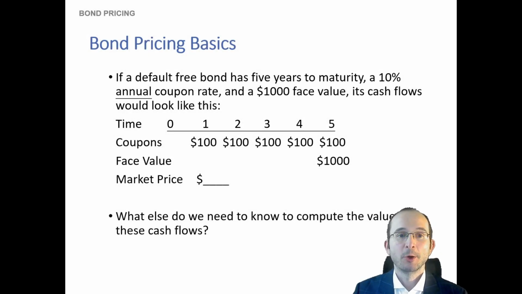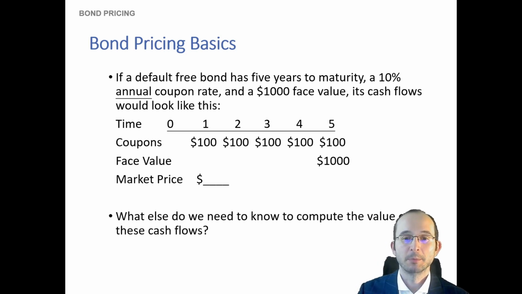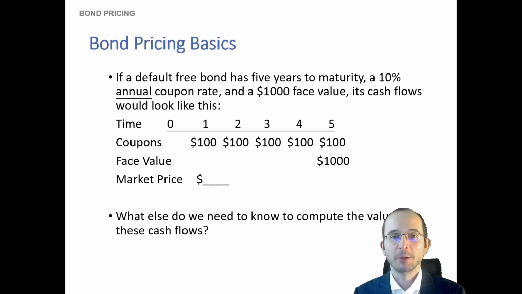Now, how do we actually go about pricing a bond? Well, this is what I meant by the task in a way being more difficult, because more is known. So let's say we have a bond that has 5 years to maturity, a 10% coupon rate that is annual, which means it pays out once per year, and a face value of 1,000.